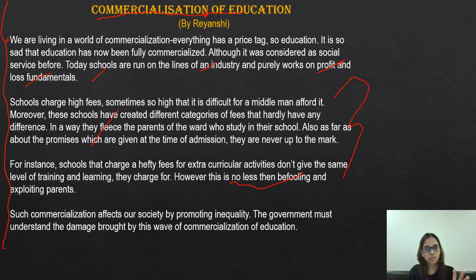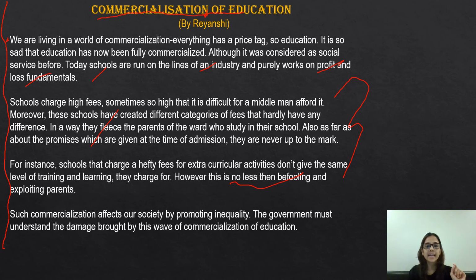Now, at the end of the paragraph, I will give a solution. What can be the solution? Let's see. Such commercialization affects our society by promoting inequality. So the solution I am giving is: the government must understand the damage brought by this commercialization of education. Instead, I can also say the government must focus more on bringing up public schools instead of private schools.